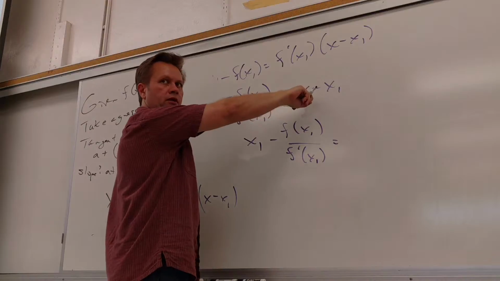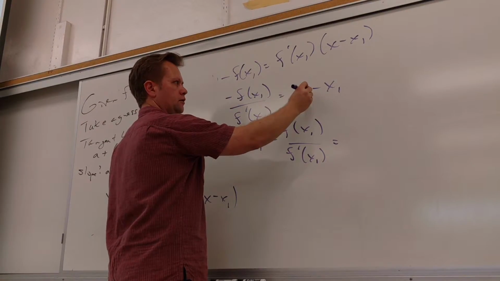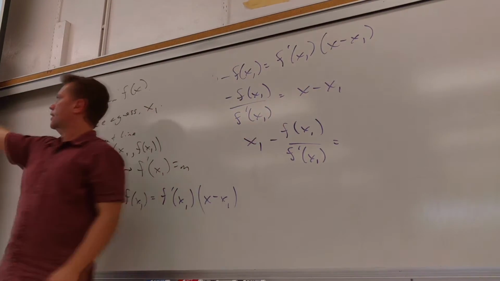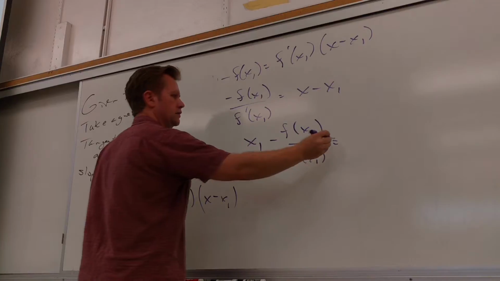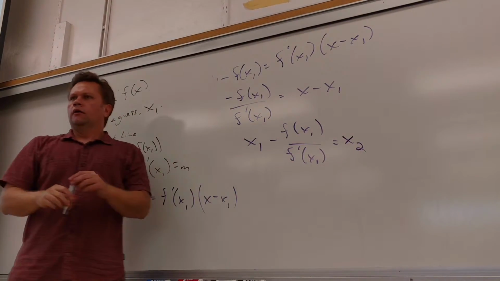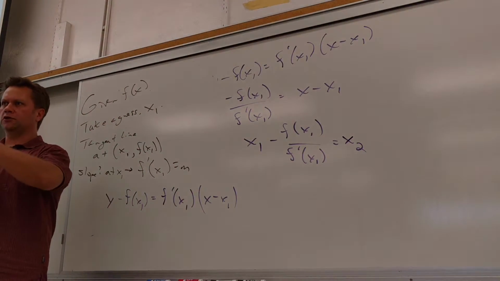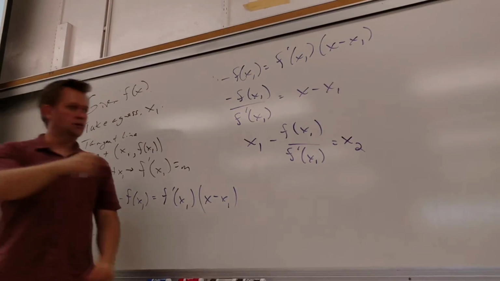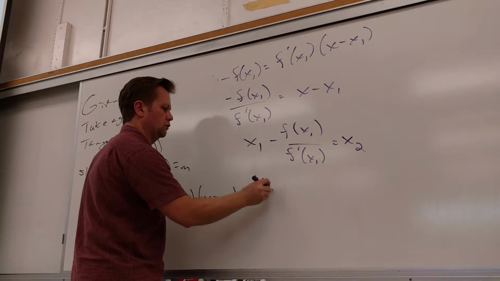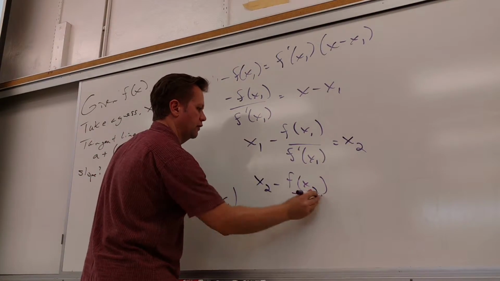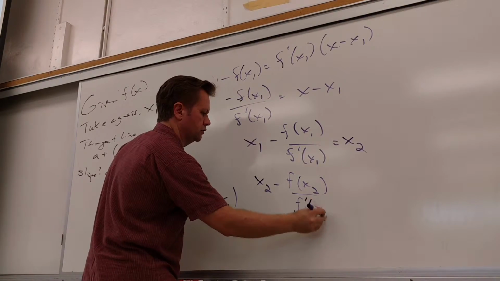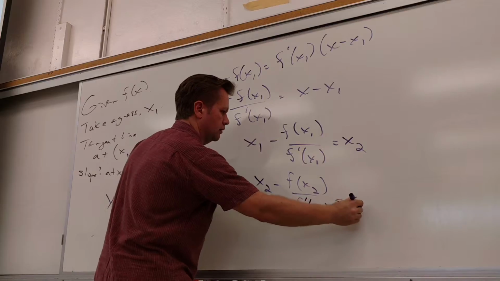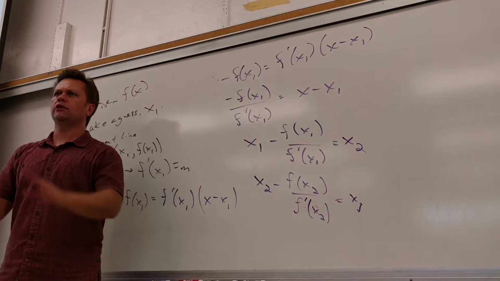But what is this really going to be? When I find the x-intercept, what's that going to be? That's going to be my second guess. So what am I going to call it? X2. And then guess what I'm going to do? I'm going to take x2, plug it in here. So what's x2 minus f of x2 over f prime of x2? That equals x3. And I really want to make sure you understand.